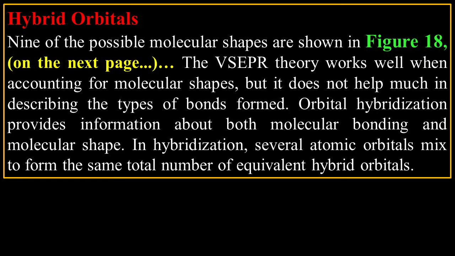9 of the possible molecular shapes are shown in figure 18 on the next page. The VSEPR theory works well when accounting for molecular shapes, but it does not help much in describing the types of bonds formed. Orbital hybridization provides information about both molecular bonding and molecular shape. In hybridization, several atomic orbitals mix to form the same total number of equivalent hybrid orbitals.